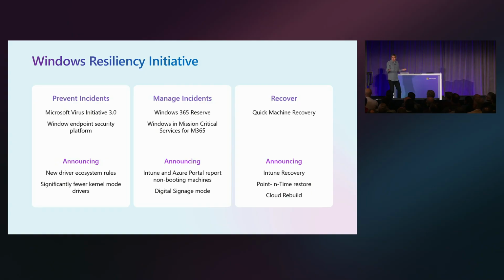And the third new thing we're announcing here today is that Intune and Azure Portal for Windows Server VMs will be able to show you what Windows machines are not working. Something we haven't had in the past, and pretty fundamental. You'll be able to see machines that can't boot Windows and act on them. And then we have a digital signage mode we're adding to Windows, which will avoid Windows error messages and screens and such showing up on big public displays where they don't belong.